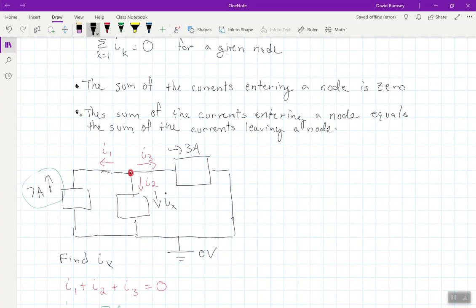I'm not going to do that, but let's look at this one here. The sum of the currents entering a node equals the sum of the currents leaving a node. Well, I'm going to do this. I'm going to do this in blue here.